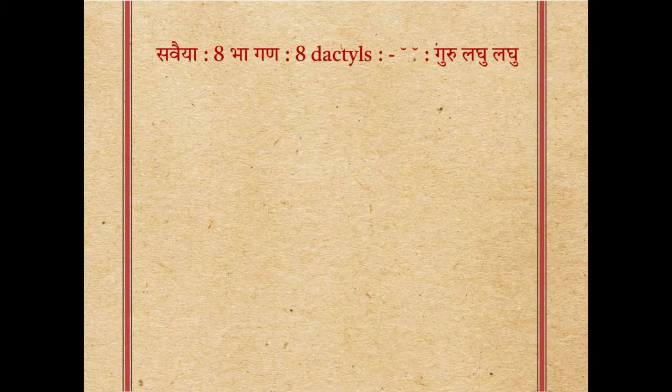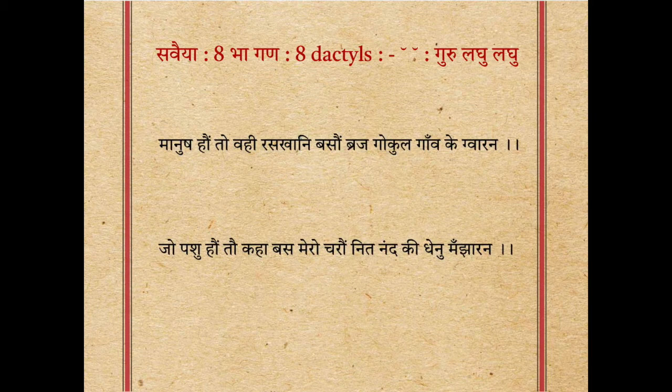The verse by Raskhan is composed in a variety of the Savaya meter or Savaya chanda. This particular variety is called Kartik, and in each line of the verse you'll find 8 ganas or metrical feet, and in each gana are 3 syllables, a guru or heavy syllable followed by 2 laghu or light syllables. Let's see how this plays out in the first line of the verse. Manusha ho to vahi raskhani basao braj kokul gav ke kwarana.